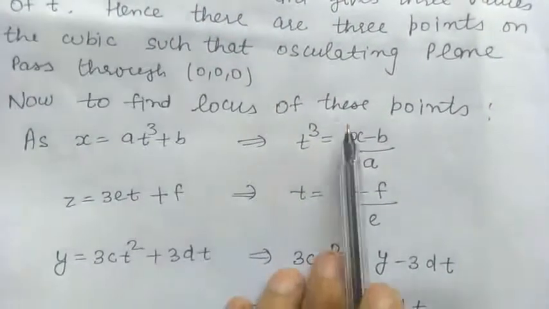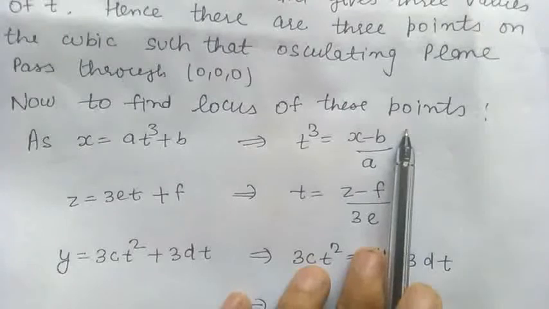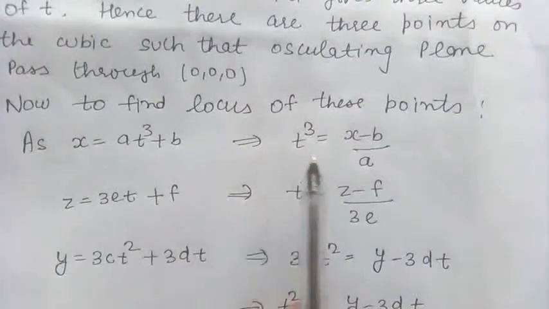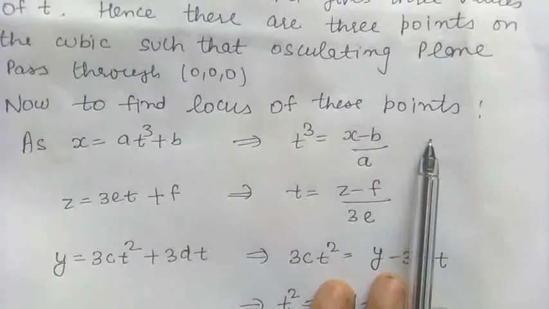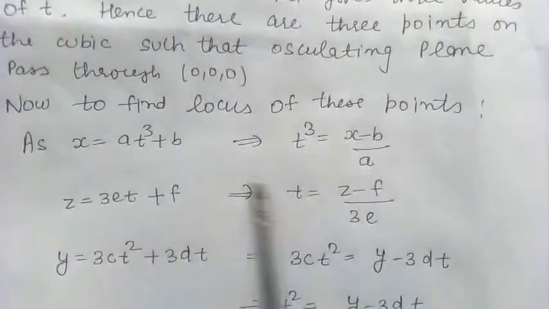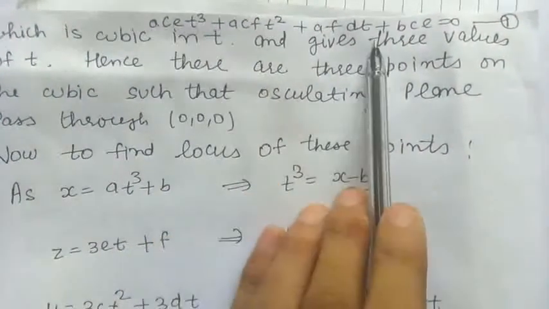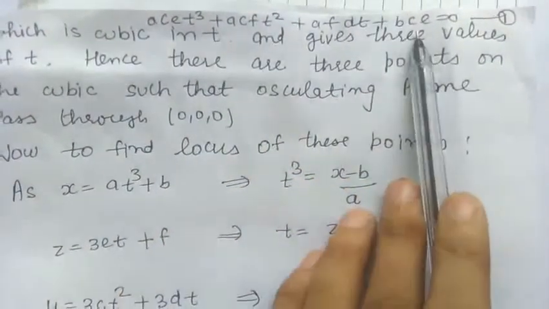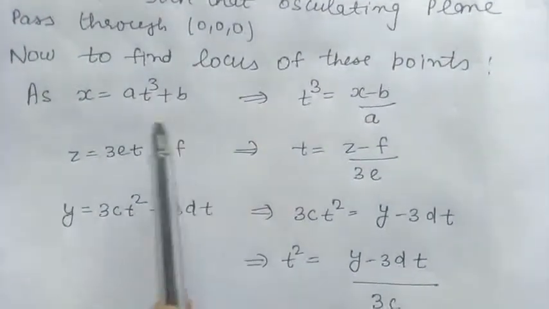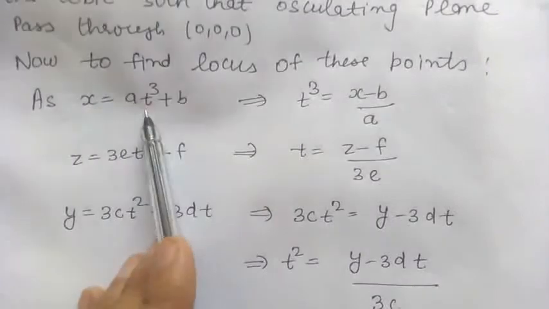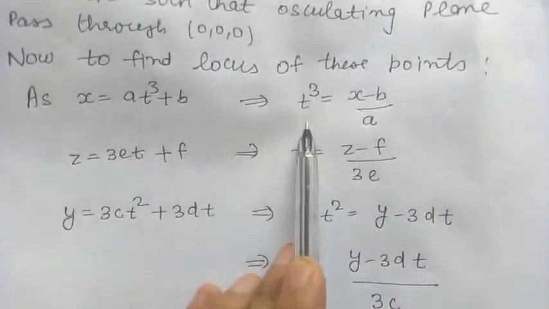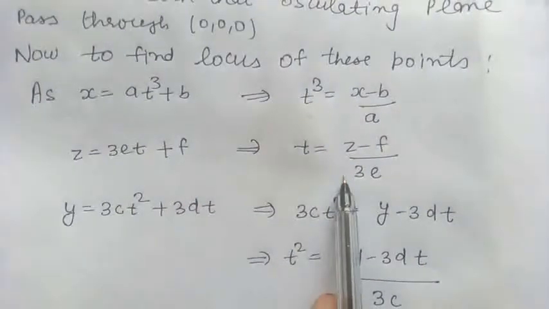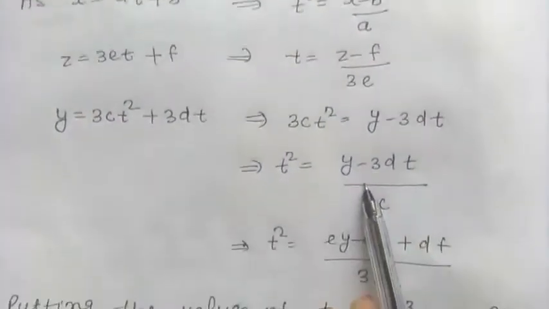Now it remains to find the locus of these points. We are to prove that the 3 points lie in the plane given by 3cex plus afy is equal to 0. So in order to find the locus, let us eliminate t from this equation 1. So we will have to find the values of t cube, t square, t and substitute in equation 1. We can find these values from x, y, z. Now x is at cube plus b. From here we can obtain the value of t cube, which is given by x minus b by a. From z we can find the value of t. From y we can obtain the value of t square.